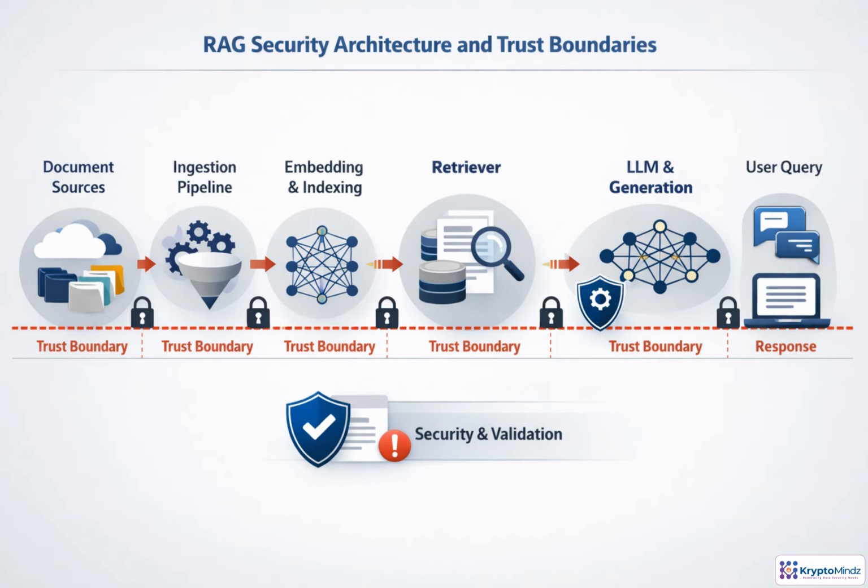In a RAG system, data changes form as it moves from source documents into chunks, embeddings, indexes, retrieved context, and finally a generated answer. Each transition is a trust boundary. Provenance, content safety, permissions, and policy checks all need to be verified before context reaches the model. The key mindset is simple. Retrieved text is not automatically trusted. Treat it like external input until integrity and authorization are confirmed.